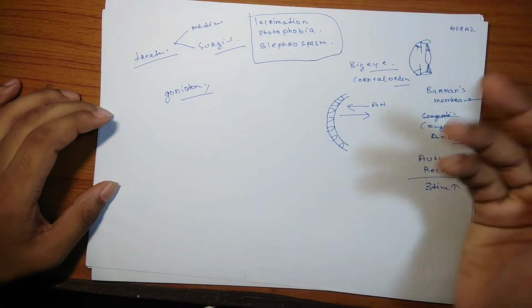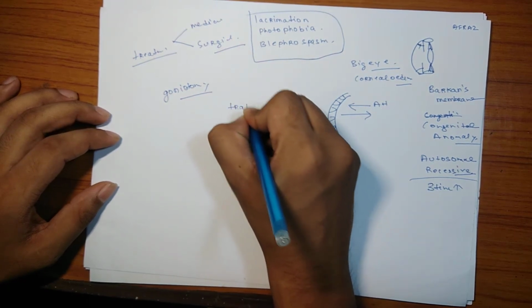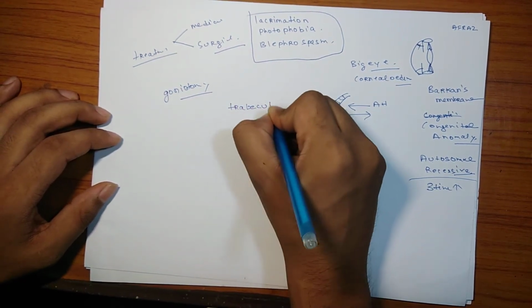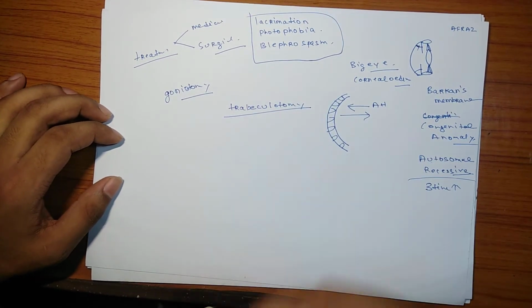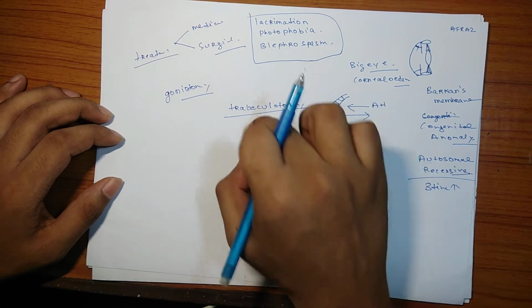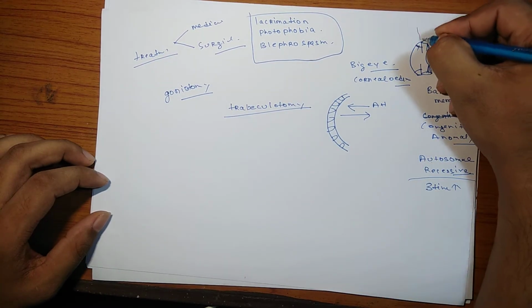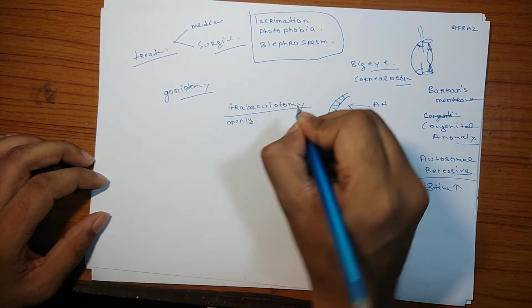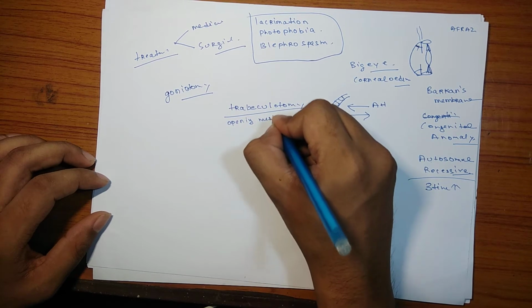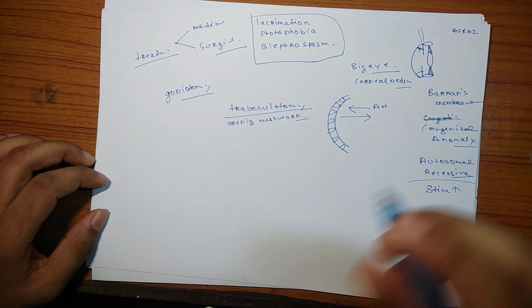So the next technique is that we can use another technique known as trabeculotomy. Give more attention to the spelling. Okay, the spelling is very, very important. So what does it mean? We are opening up the trabecular meshwork. Okay, we're opening the trabecular meshwork.